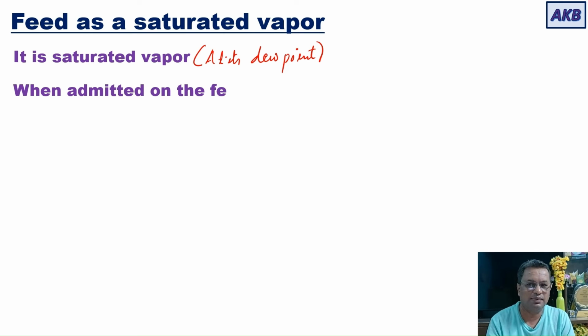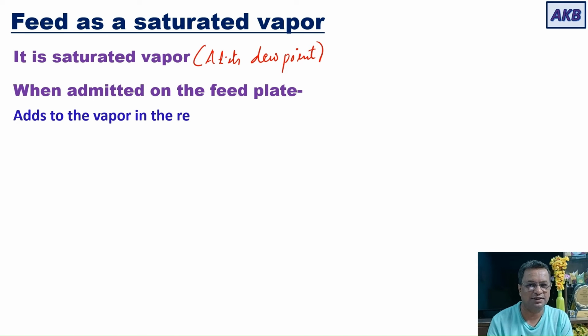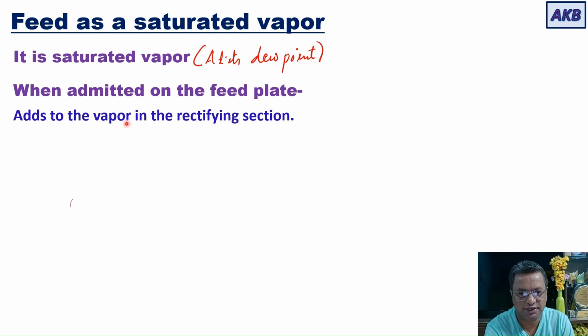Okay, so when saturated vapor comes into the column, when it is admitted on the feed plate, all of the vapor will be going into the rectifying section. That is what will be happening in the tray column. So when saturated vapor, or vapor at its dew point, is admitted into the column, it will simply add to the vapor in the rectifying section. So we can understand this with the schematic diagram.